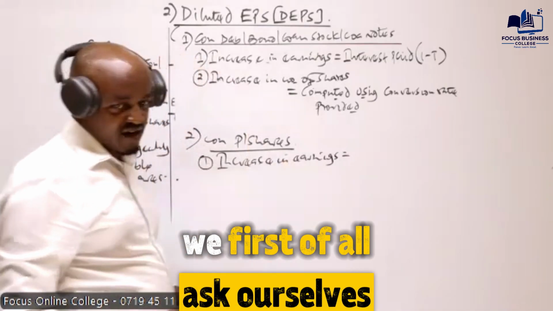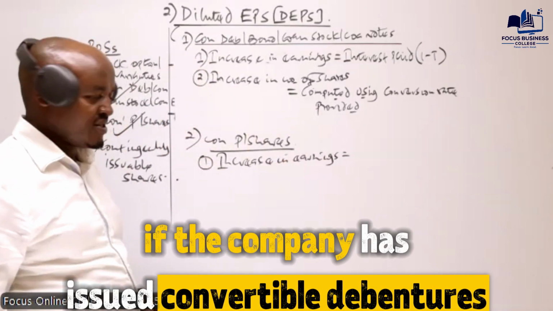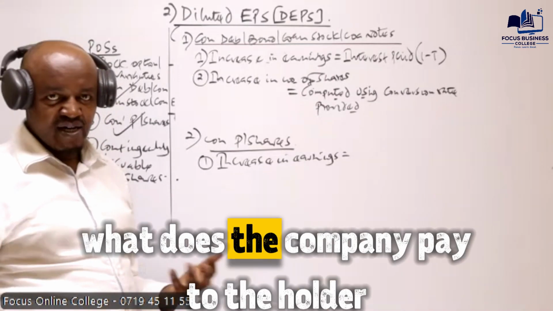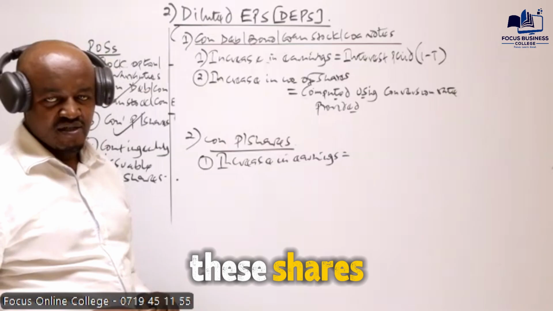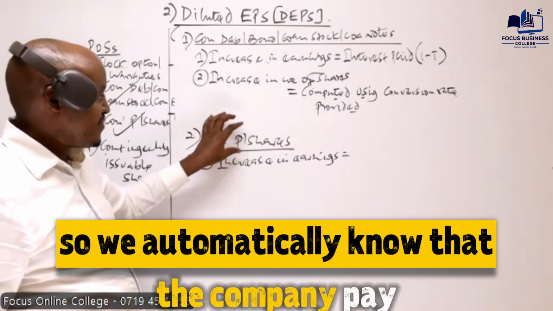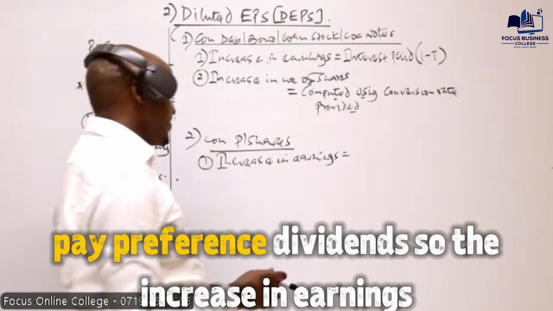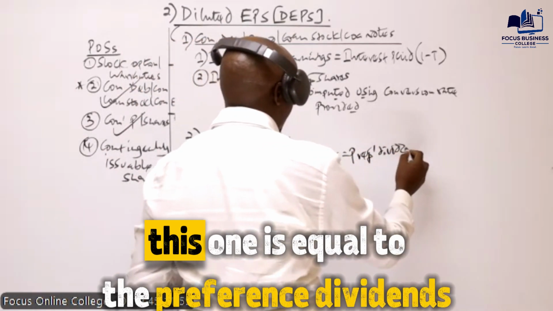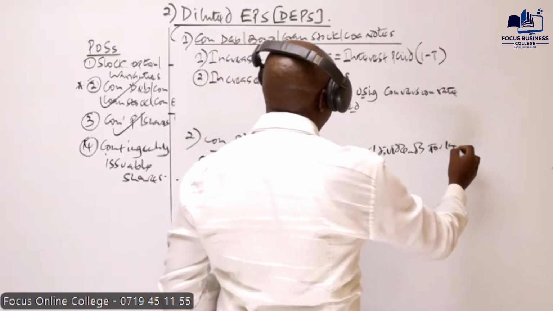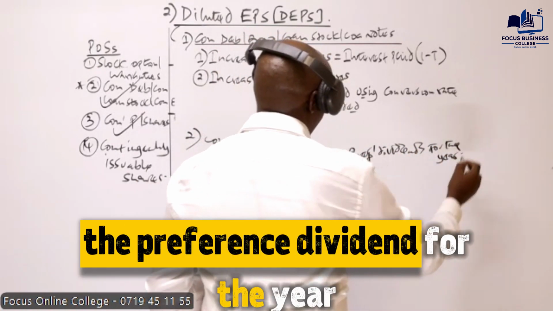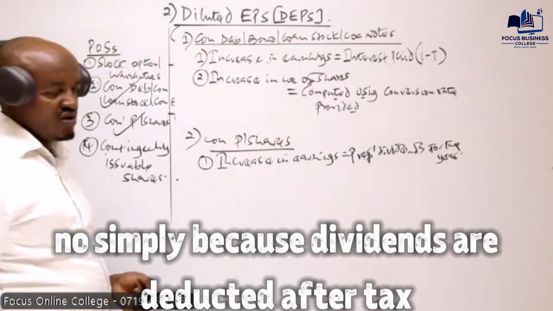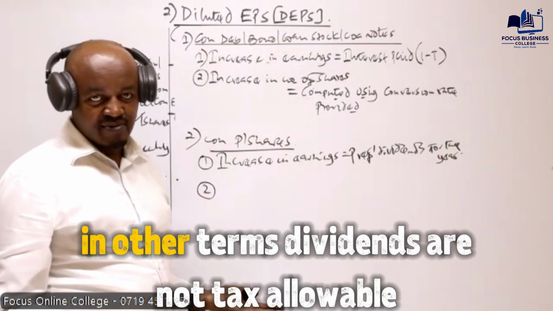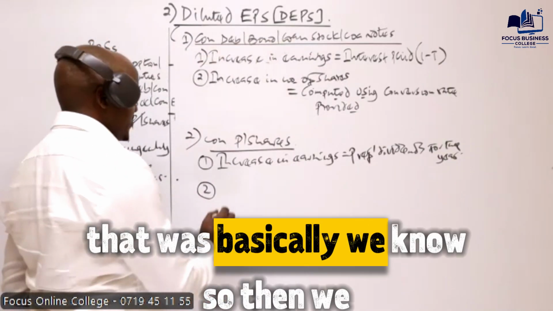We first of all ask ourselves, if the company has issued convertible preference shares, what does the company pay to the holder of these shares? We automatically know that the company pays preference dividends. So the increase in earnings is equal to the preference dividends for the year. Do we take that dividend net of tax? No, simply because dividends are deducted after tax. In other terms, dividends are not tax allowable.